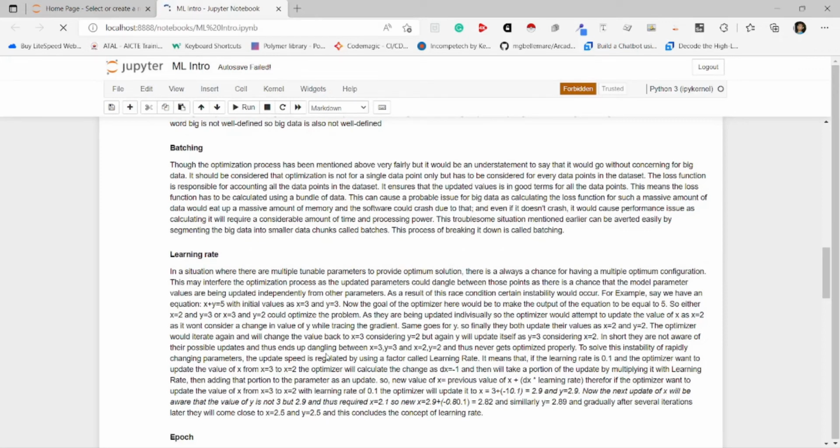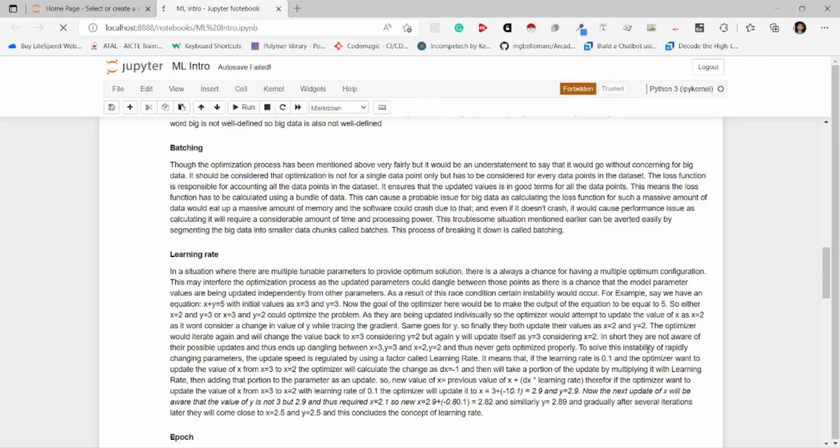So the optimizer would iterate again and it will change the value back to x equals 3 considering y equals 2, but again y will update itself as y equals 3, considering x equals 2. In short, they are not aware of their possible updates and thus end up dangling between x equals 3, y equals 3 and x equals 2, y equals 2, and thus never get optimized properly.